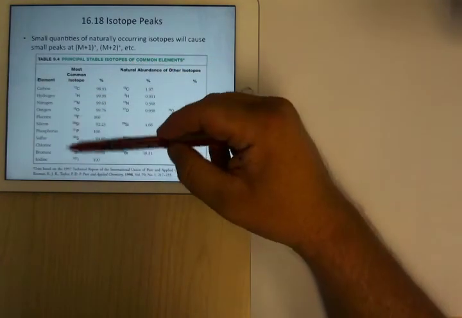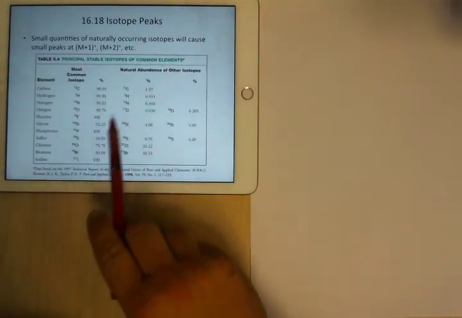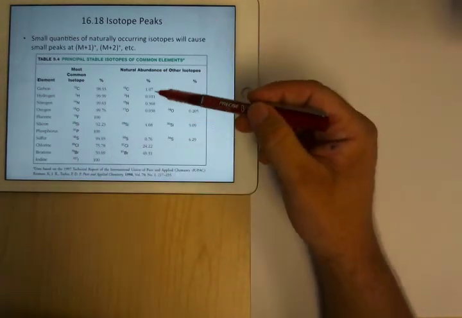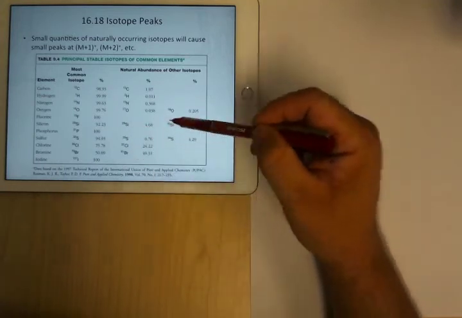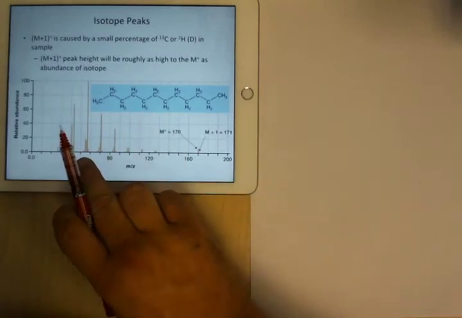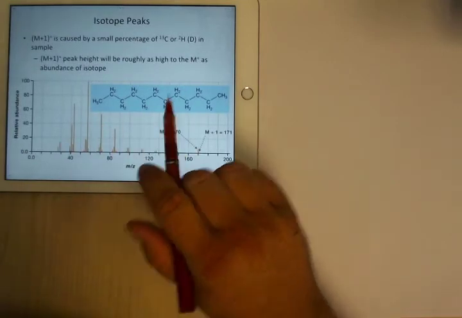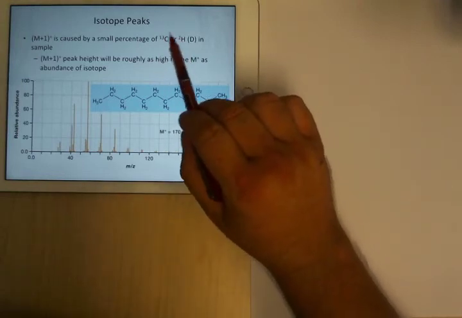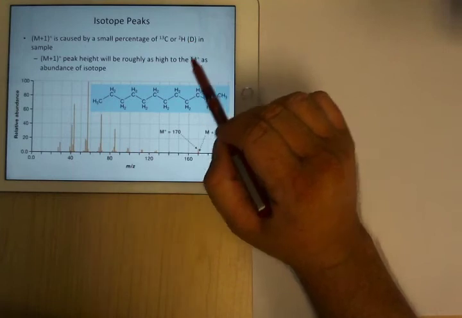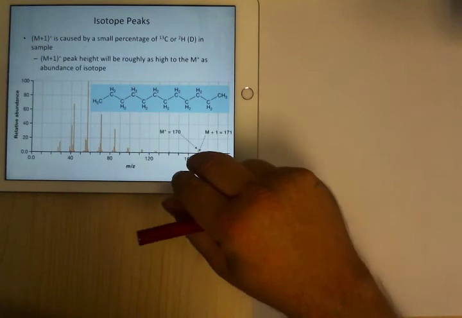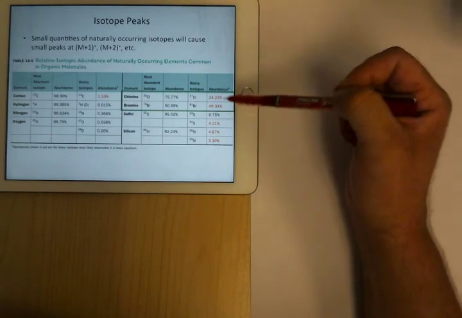Most of these are pretty insignificant. You're going to have a really big peak, and then just maybe some grass down here, like a small amount of silicon, which has quite a few isotopes. Most of them are pretty small. It's going to be that small percentage that contains either hydrogen or a carbon-13, usually carbon-13, maybe a deuterium. How tall that peak is, is roughly equivalent to the isotope abundance. So that becomes significant if you're talking about chlorine and bromine.